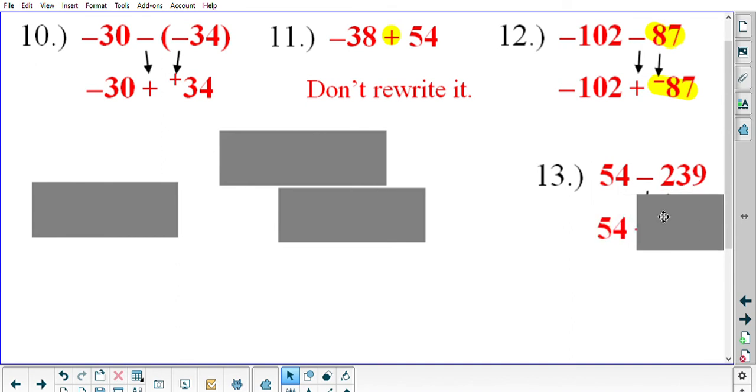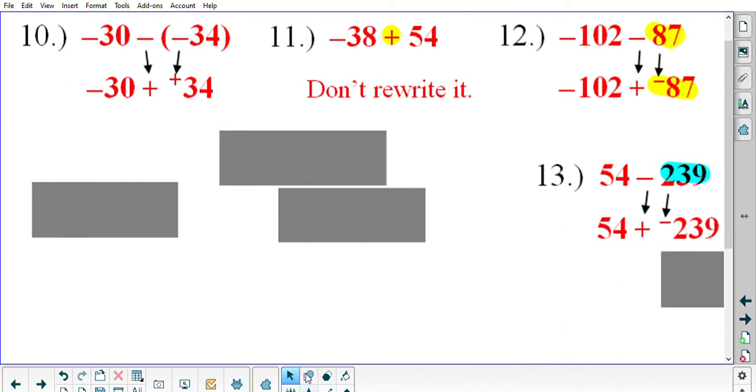54 stays 54. Don't ever change the first number. Subtraction becomes addition. The next number becomes its opposite. What was the number to the right of the minus? Well, it used to be a positive 239. So the opposite of a positive is a negative, and that's why it is 54 plus negative 239. Again, you don't have to draw the arrows.